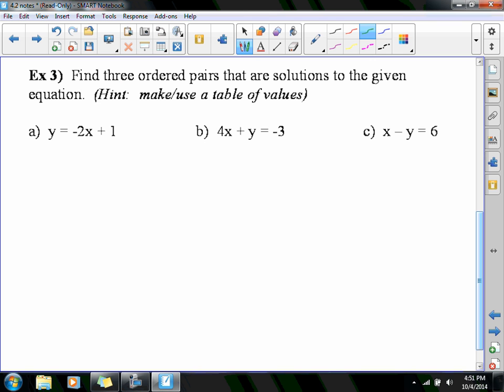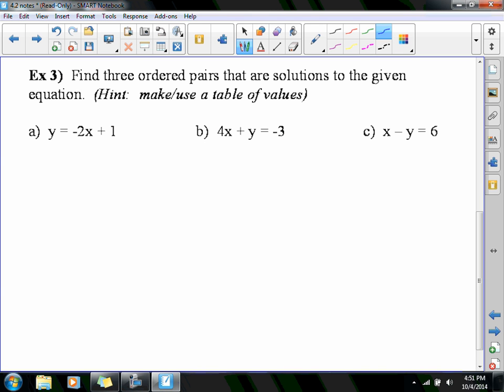Now we have example 3 and example 4 left, and what we're going to do here is we're going to practice making a function table. And it might be called a function table or a table of values, but the directions will say to find 3 ordered pairs that are solutions to the given equation.